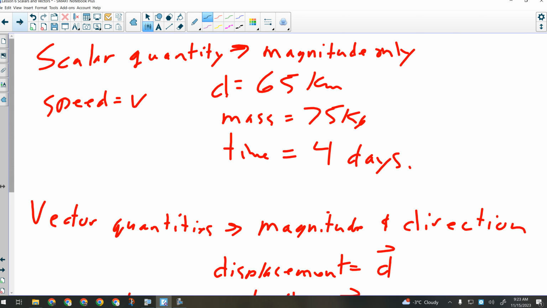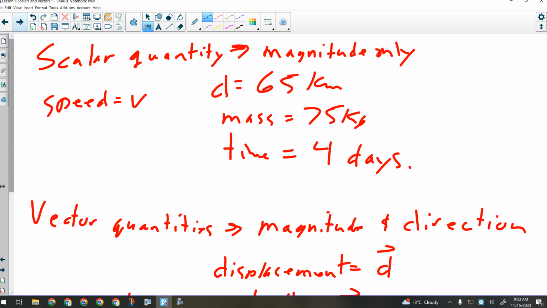So, things we need to remember. Scalar quantities have magnitude only, so they are strictly a measured value with units. No direction. Things that are scalar: distance, mass. If you measure the mass of something, like a person, 75 kilograms, that doesn't have a direction. That is how much of a person there is. Time, 4 days, is also a scalar quantity.